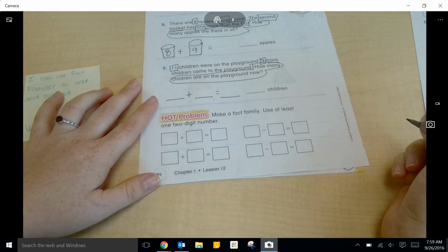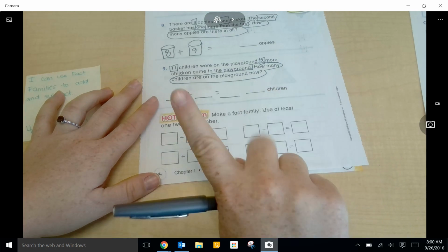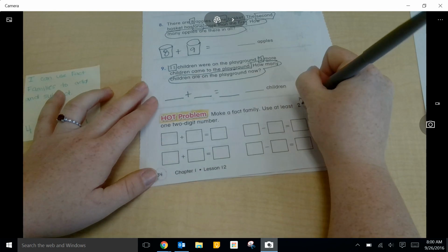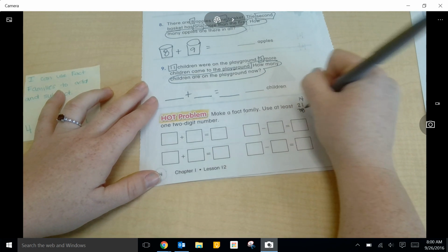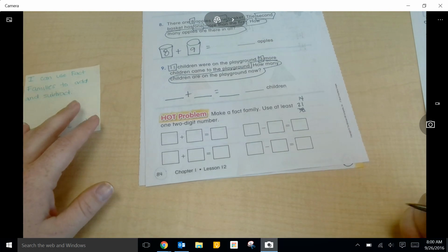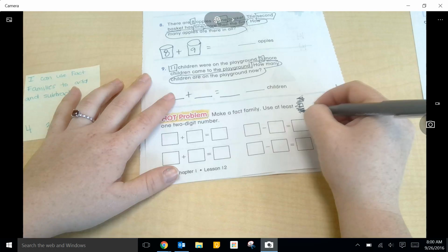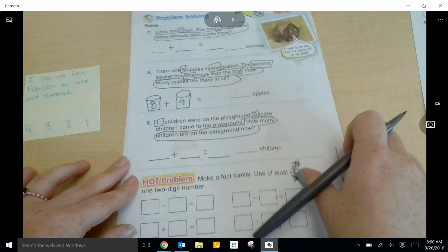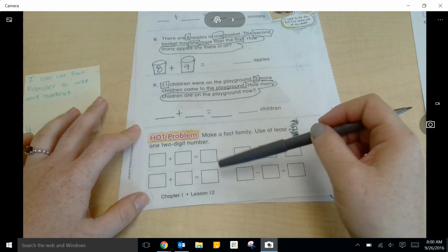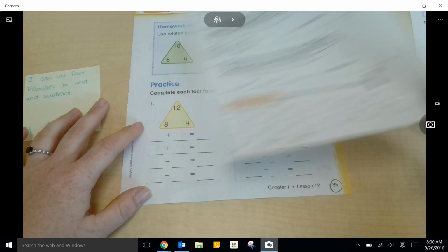Make a fact family. Use at least one 2-digit number. A 2-digit number is like the number 14, 21, 38, because there are 2 numbers in the number. 2 digits make up the number. Okay? Pause the video, answer your word problems now. Make sure you do this hot problem. I want to see who can come up with a really good one when we come to My Teacher Lesson.